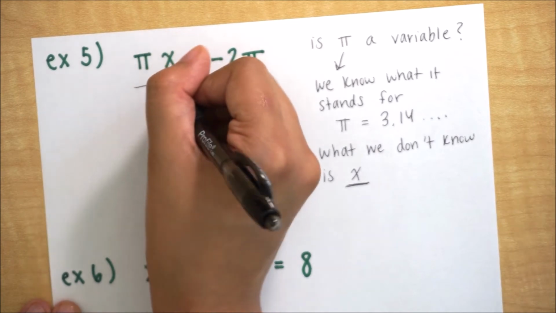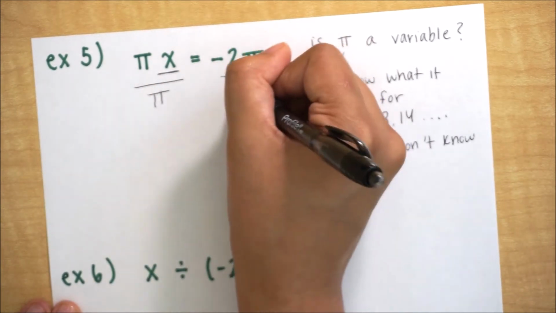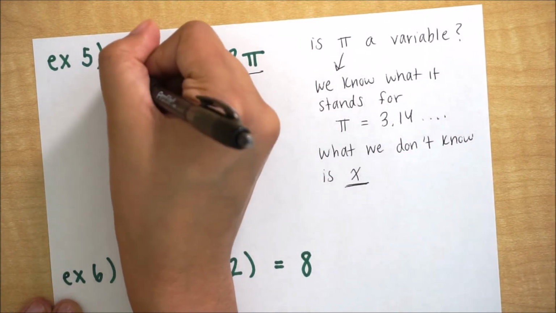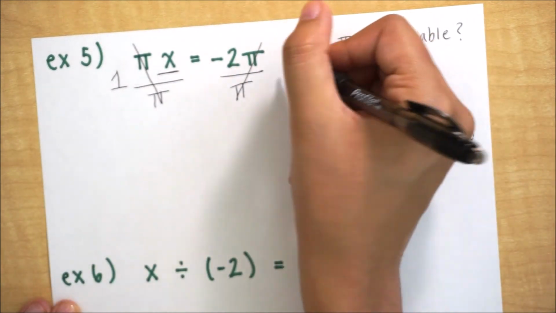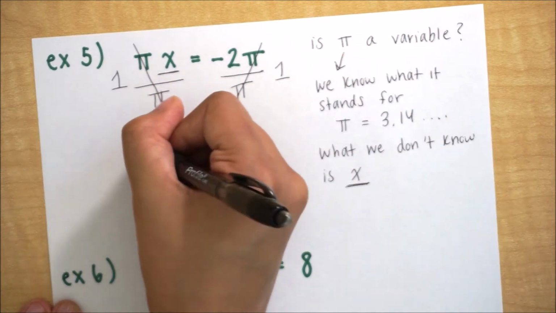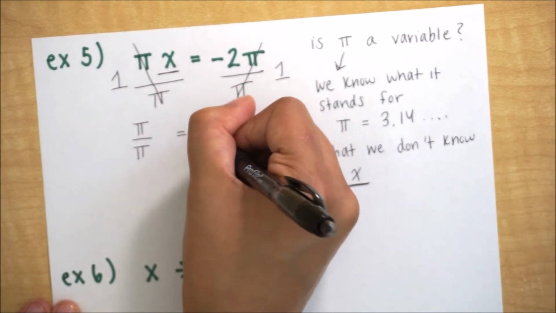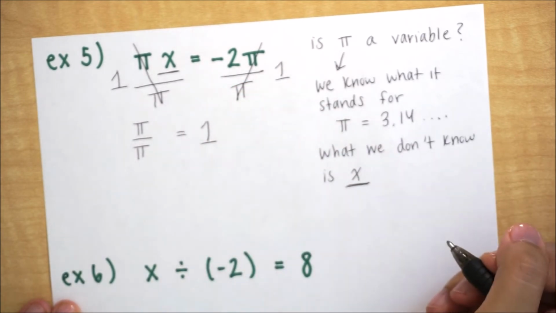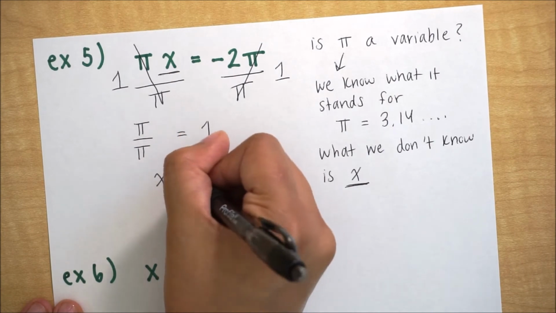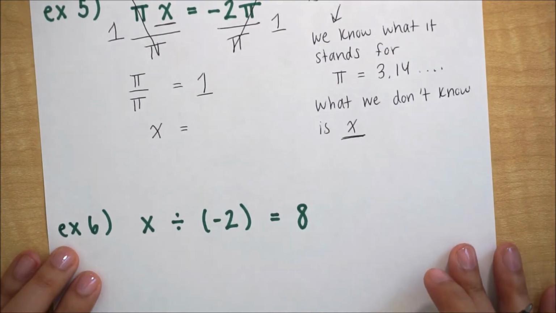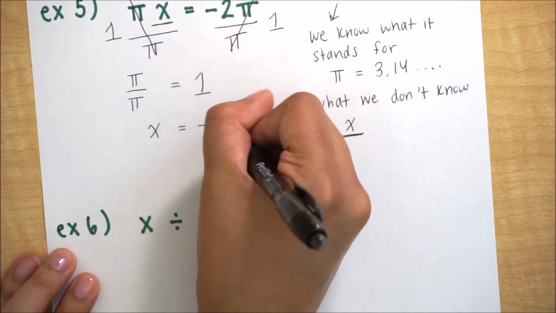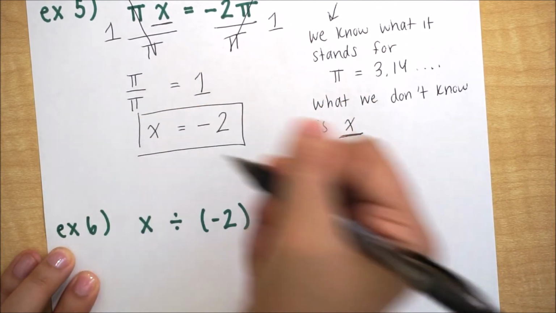So to make x alone, we're just going to divide by pi on both sides of the equal sign. So pi over pi is just equal to 1, and that's on both sides. So our pi just canceled out, which is perfect. So we just have x is equal to negative 2. I'm just rewriting that pi over pi is equal to 1, just to understand. So 3.14 divided by 3.14 is equal to 1. And our final answer is x is equal to negative 2. And we can go ahead and box that.